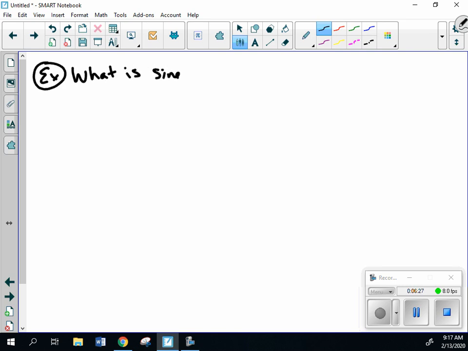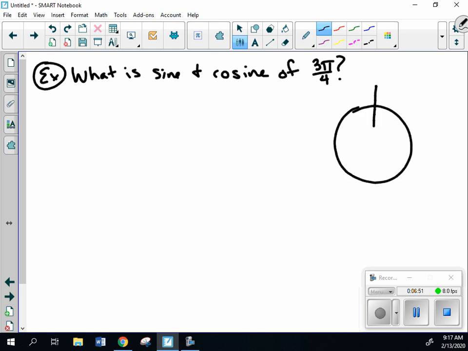So what is sine and cosine of 3 pi over 4? Since we are talking about 3 pi over 4, that means we're in radians. To give you a basis, you might need to look at that in terms of degrees in order to figure out where that would be on the unit circle. Three pi over 4 is going to land you right here.